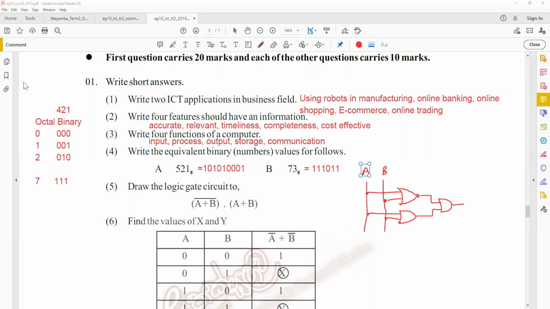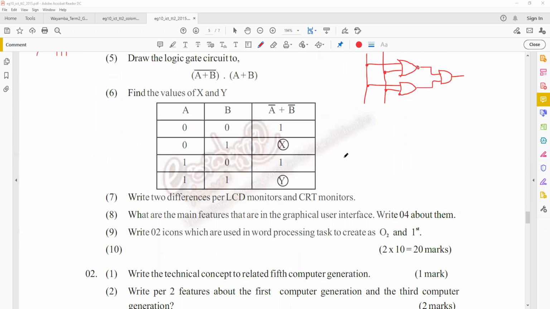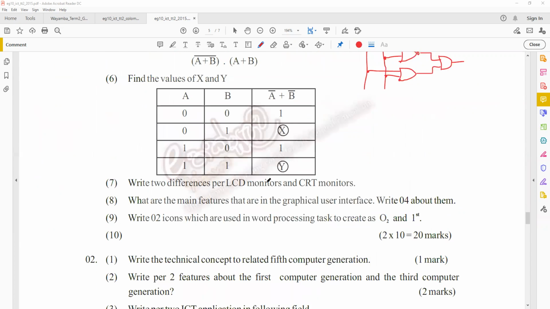Right, so I got correct answers from Janani and Pramodi, both of your answers are correct. Okay, so let's move to the next one, question number 6. We have a truth table with A, B and A bar plus B bar, with 0, 0. What are the values we need to put for X and Y?